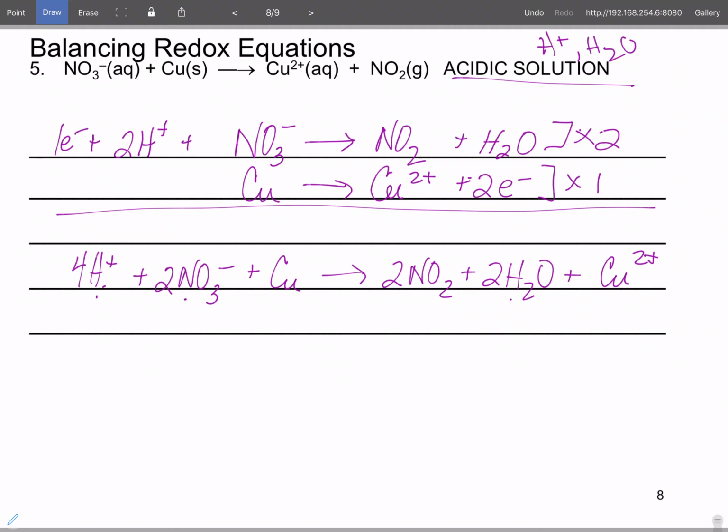2 nitrogens, 2 nitrogens, 6 oxygens. We have 4 and 2, that's 6 oxygens. We have 1 copper, so we're good there. Our total charge on this side is 2 plus because we have 4 plus 2 minus. Here we have 2 plus, so we are mass and charge balanced, so we are good on this one. Okay.